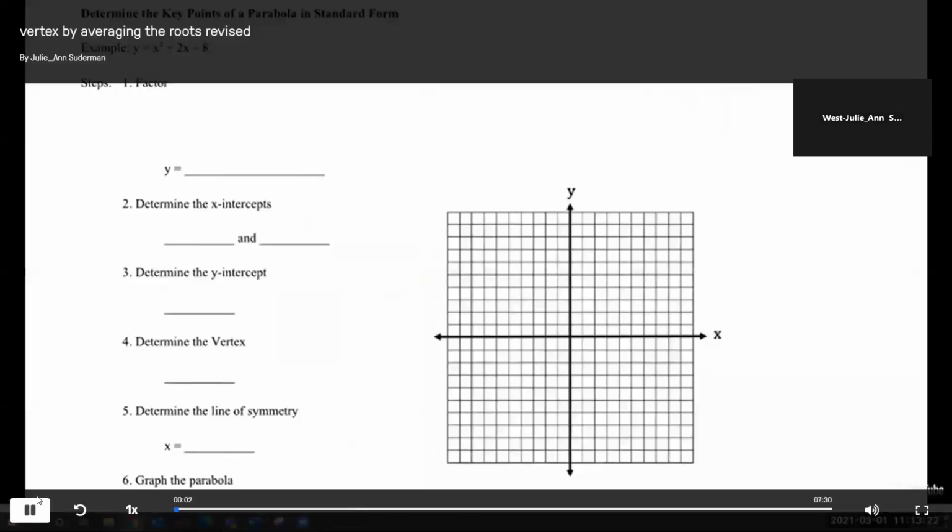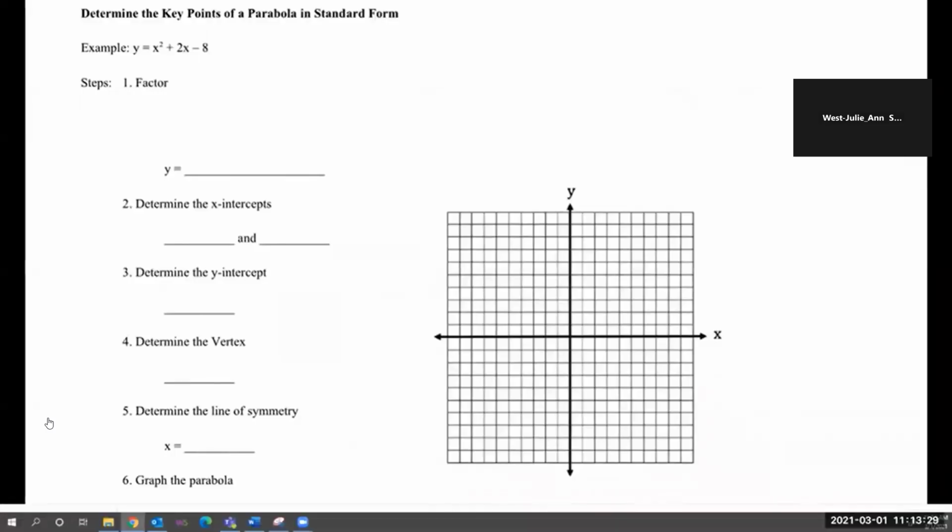This video is going to talk about how to determine the key points of a parabola when it is in standard form. Of course, standard form is when you have a quadratic equation written as y equals ax squared plus bx plus c. So in our example problem, we have y equals x squared, so a is technically 1, plus 2x minus 8. You see everything is adding here. There are no parentheses for multiplication. It is not in factored form. So this is standard form.